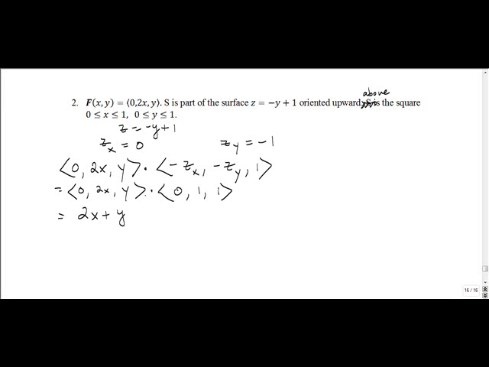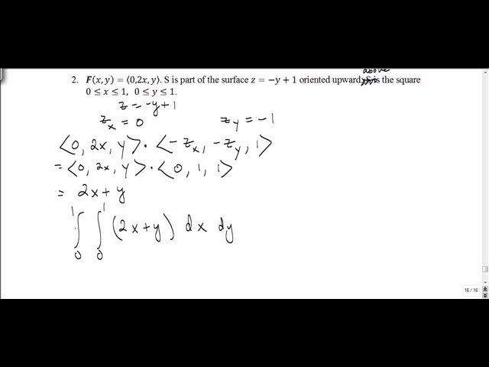Now what? Set up the integral. We don't have to draw, that's over a square, right? 2x plus y dx dy, 0 to 1, 0 to 1. Okay, let's see what we have here.